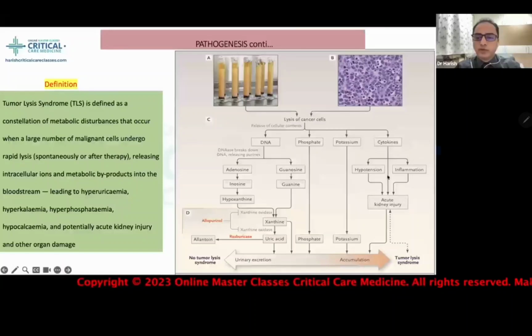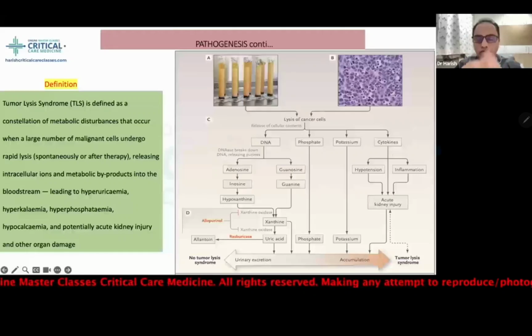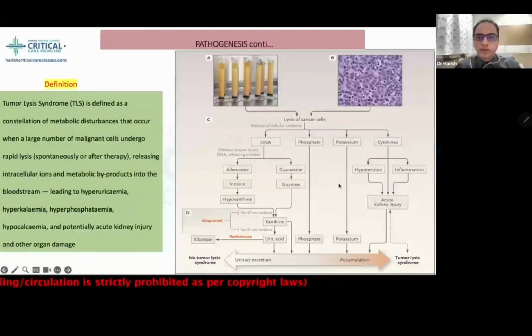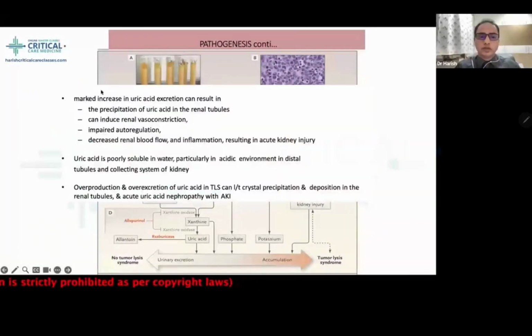Then the release of cytokines: whenever there is a cell breakdown, there is a release of cytokines. All these pro-inflammatory cytokines like TNF alpha, IL-6, IL-10, IL-8 will cause vasodilatation, hypotension, inflammation, acute kidney injury, that finally leads to tumor lysis syndrome. So basically, uric acid is going to be markedly increased in tumor lysis syndrome because there is a problem with its excretion.